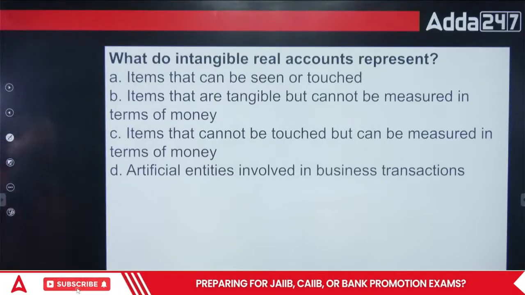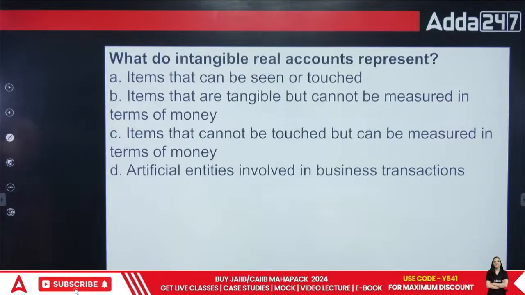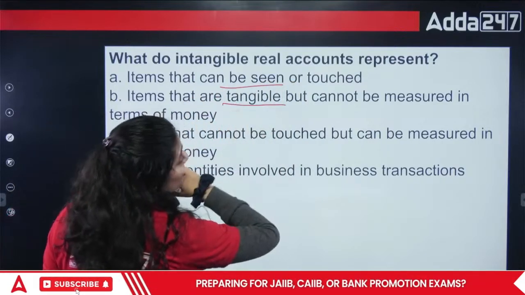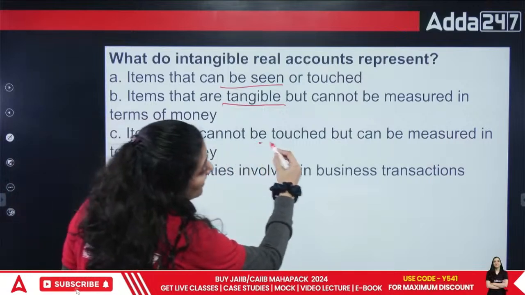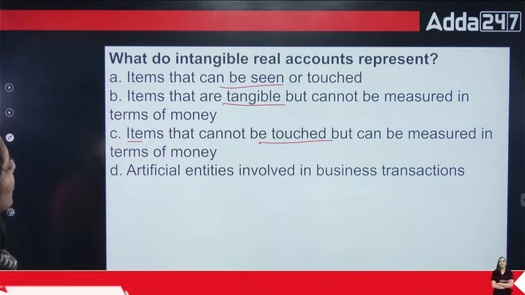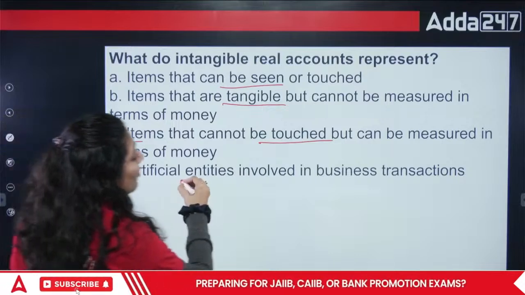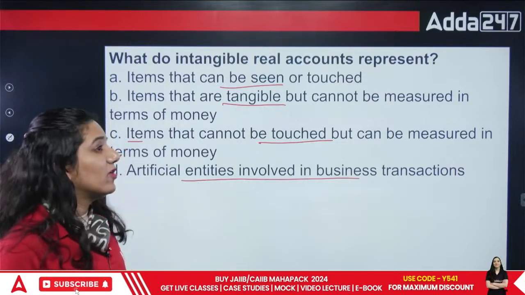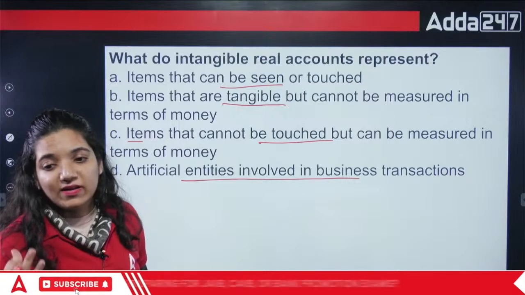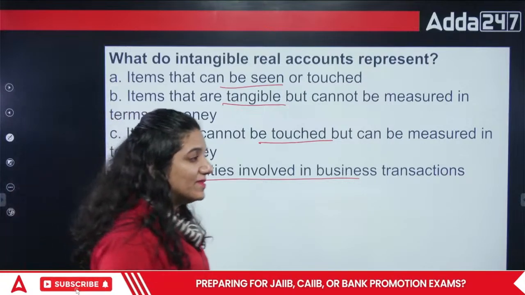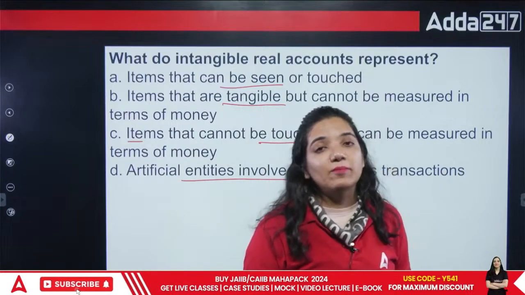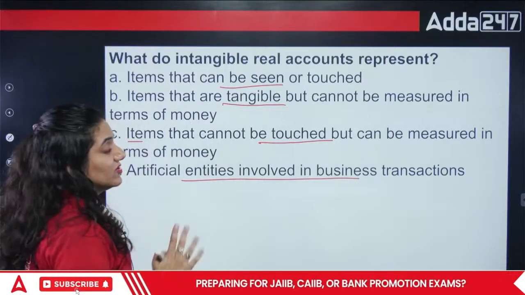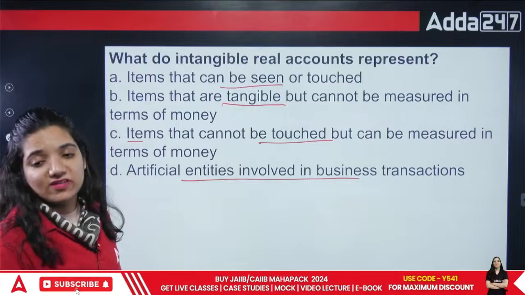Then what do the intangible real accounts represent? When we talk about the intangible real account, the options are: items that can be seen or touched, items that are tangible but cannot be measured, items that cannot be touched but can be measured in terms of money, and artificial entities involved in the business transactions. Intangible real accounts relate to the area of all the assets which cannot be touched, and they are covered under real account only. So intangible assets means all the assets through which you earn money. For example, your goodwill, your patent, your copyright, your trademarks. All these are covered under this. You cannot touch goodwill, but it exists, and that becomes the reason that you're making good money.